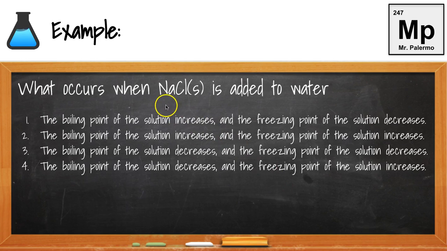Now if we're adding an ionic substance to water, we know it's going to break apart into two ions. This is going to affect our boiling point and our freezing point. Boiling point elevation is going to elevate the boiling point, so that's going to increase. So it's either choice 1 or 2. And then it's going to depress the freezing point. Freezing point is going to go down, and so that's going to be choice 1. The boiling point of the solution increases and the freezing point decreases.